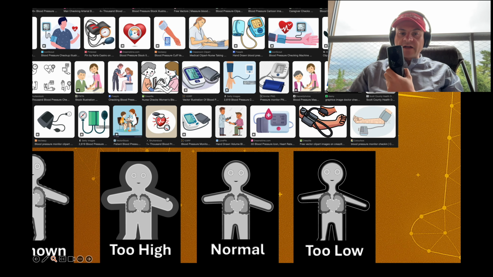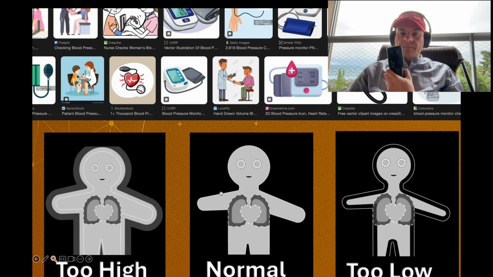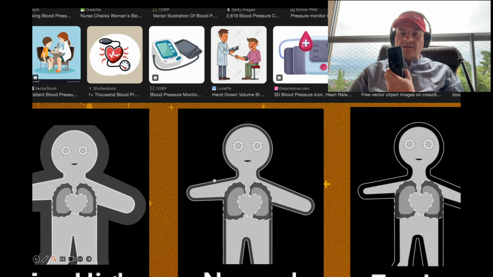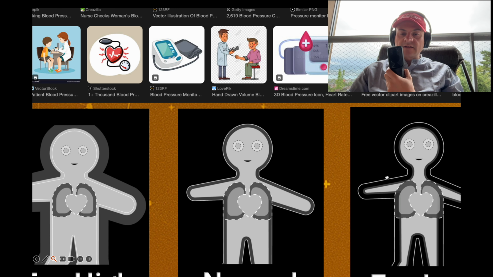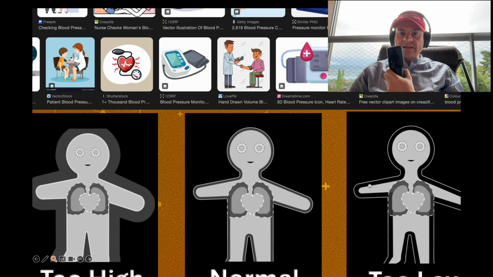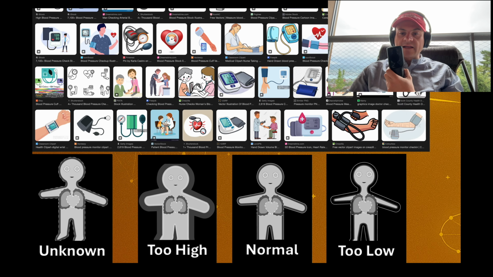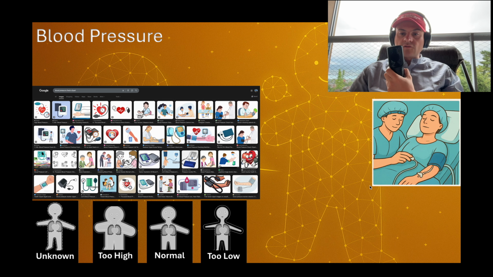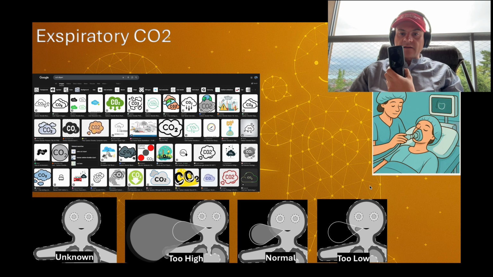It can be very intense. High blood pressure, normal, that's when the pulsation reaches the white line, which classifies the normal, and too low, that's when the pulsation does not reach the white line. This makes it easy to understand for the care provider when the normal is reached or not.